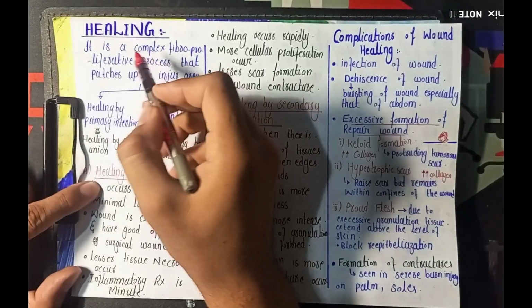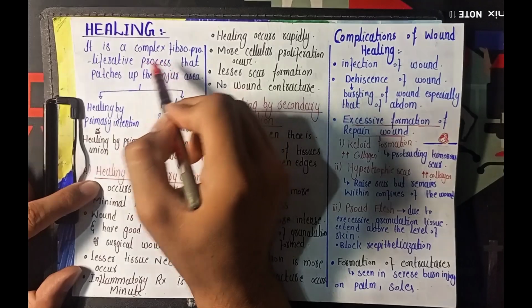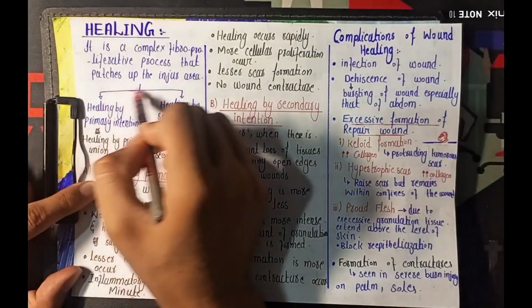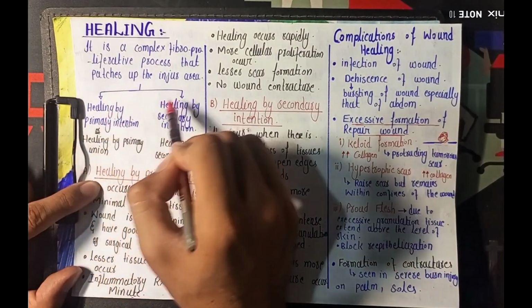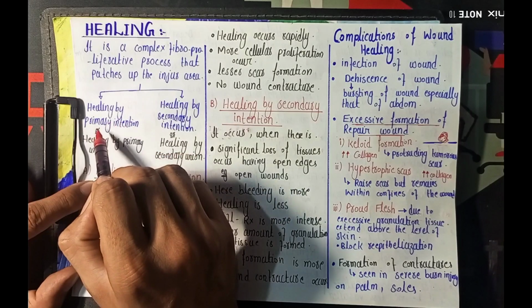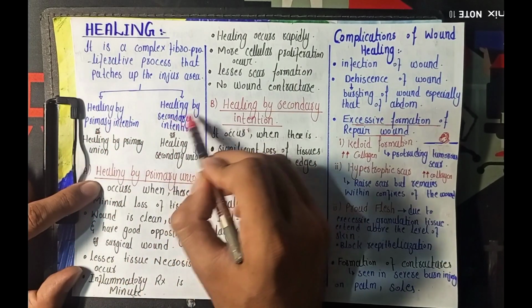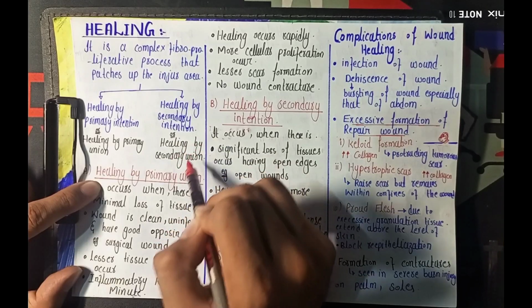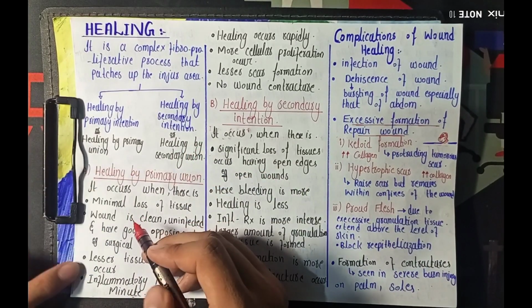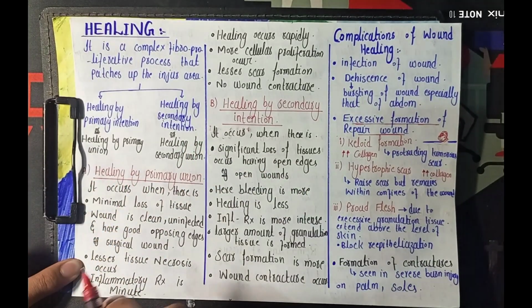अब हम बात करते हैं about the healing. So healing is a complex fibroproliferative process that patches up the injured area, and the healing occurs by two methods. One is the healing by primary intention, which is also known as healing by primary union, and second one is healing by secondary intention, which is also known as healing by secondary union. तो सबसे पहले हम डिस्कस करते हैं healing by the primary union.